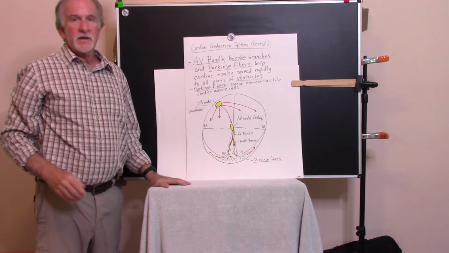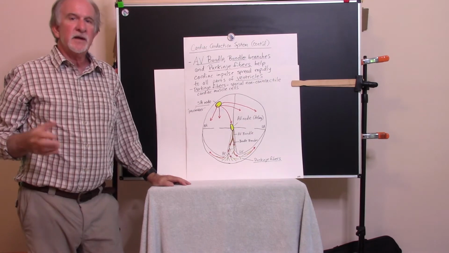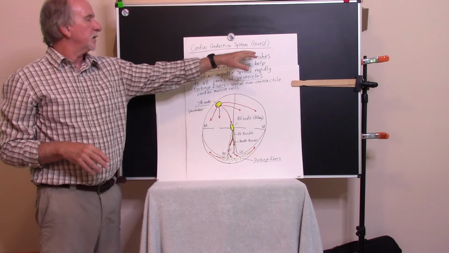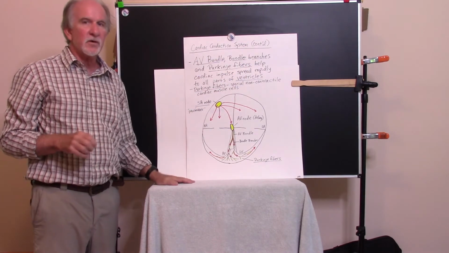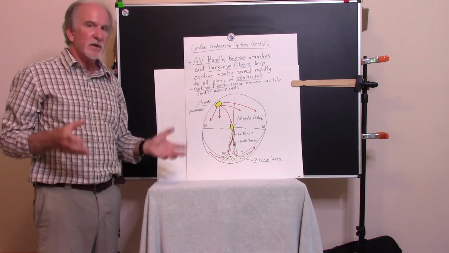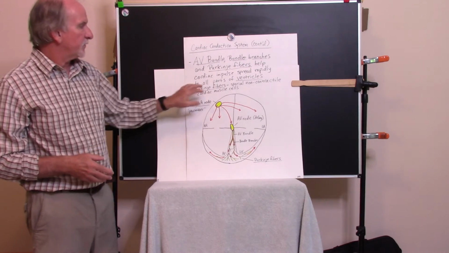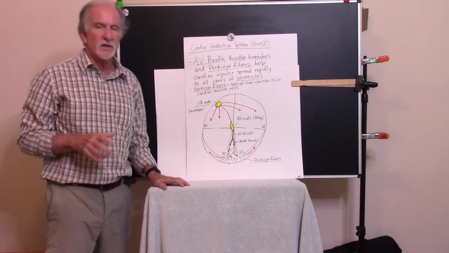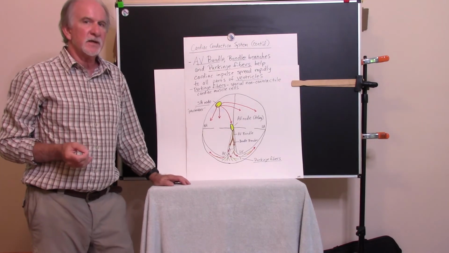The rest of the cardiac conduction system beyond the AV node is found in the ventricles and includes the AV bundle, bundle branches, and special cardiac muscle cells known as Purkinje fibers. The Purkinje fibers are special non-contractile cardiac muscle cells that help to rapidly spread the cardiac impulse to all parts of the ventricular myocardium.